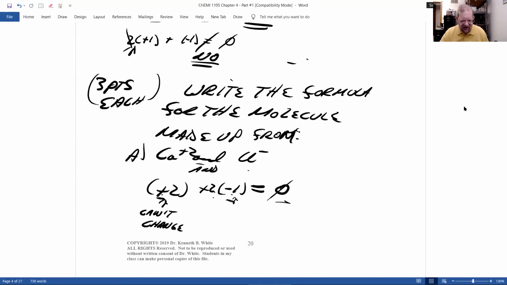So what does that tell us? In calcium chloride, there's 1 calcium and 2 chloride anions. And that's the formula for a molecule made up of calcium +2 and chloride -1: CaCl2.